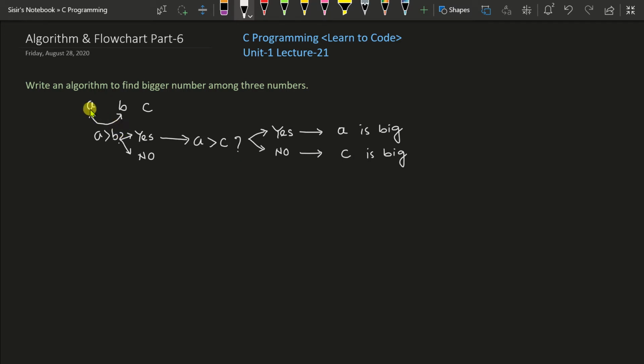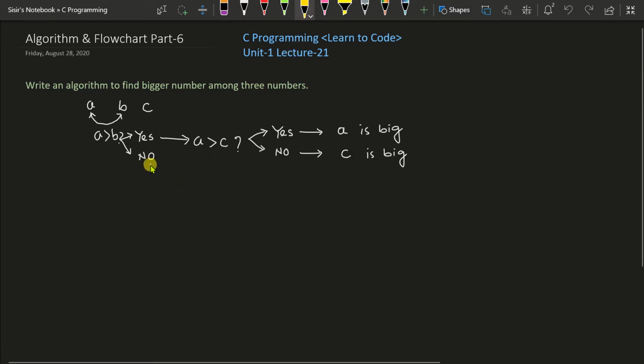So first of all, I have to compare A with B. There are two possibilities, either yes or no. If it is yes, then I will compare A with C. If it is yes, then A will be big. And if it is no, then obviously C will be big, because we have already compared A with B and found that A is bigger than B, but A is not bigger than C. That is one possibility. Now in the initial checking, A greater than B, we have talked about the yes part, but we have not talked about the no part. So let us compare the no part here.